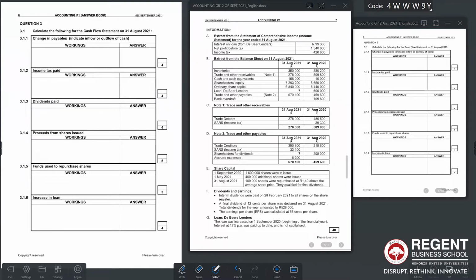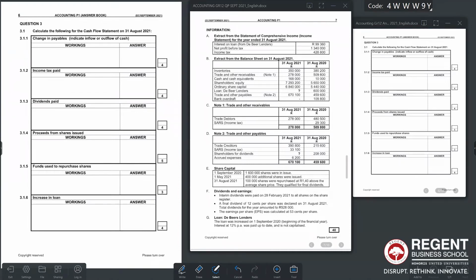Note 2. Let's go to note 2. Under note 2, information D, I've got trade creditors. Yes, I will take my trade creditors. Then they've got Sars Income Tax. Sars is calculated entirely on its own. Please do not include Sars under payables. You can't work it out in the cash flow because it's worked out separately. Okay? Then shareholders for dividends. Do not take shareholders for dividends because shareholders for dividends has its own calculation.